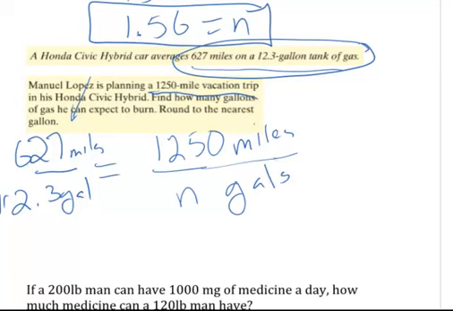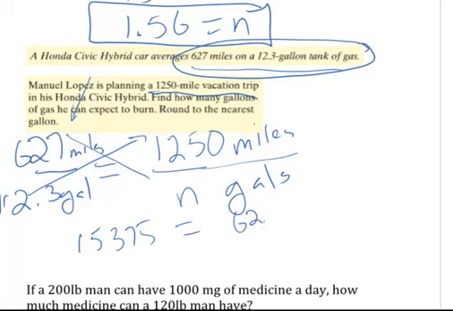Okay, so now I'm going to go ahead and cross multiply again. Remember, that is 12.3 times 1,250. So take my calculator, 12.3 times 1,250, and I'm coming up with 15,375 equals, now I'm going to multiply 627 times n. That's 627n. So now if you recall, my next step is to divide both sides by 627.